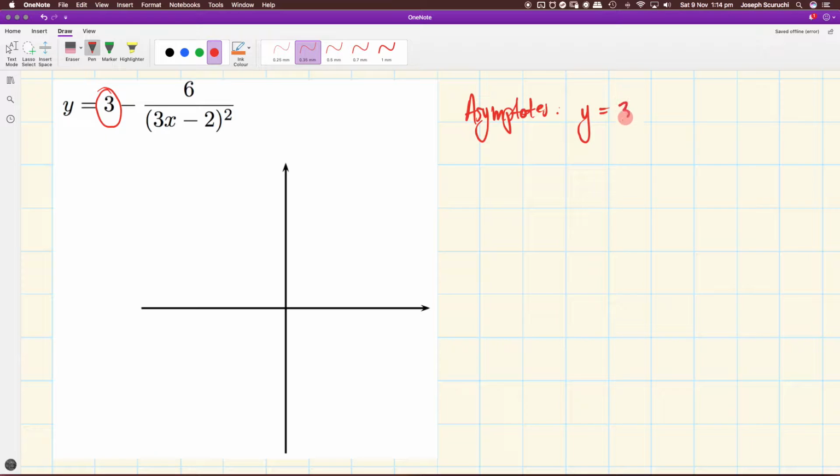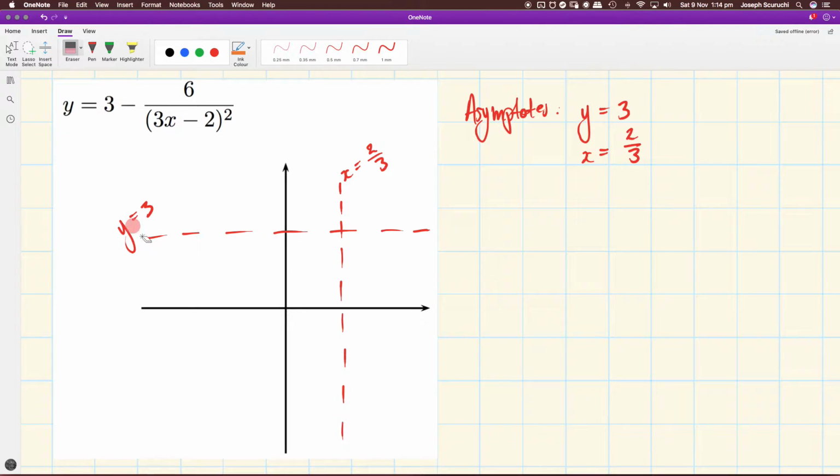Y equals 3. And what will my x asymptote be? Well, it's going to be where this cannot equal 0. And just doing some quick rearranging in my head, I get 2 over 3, because 3 times 2 over 3 is going to be 2, and 2 minus 2 is 0. So that is how you quickly solve that in your head. Then I'm going to draw it in. It's going to be right here. My y will be here. Again, this is not to scale.